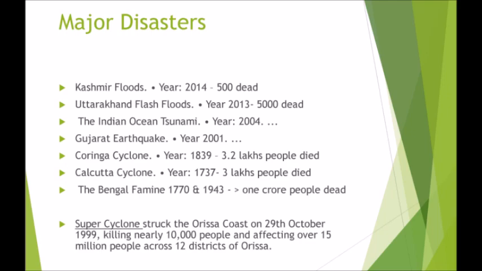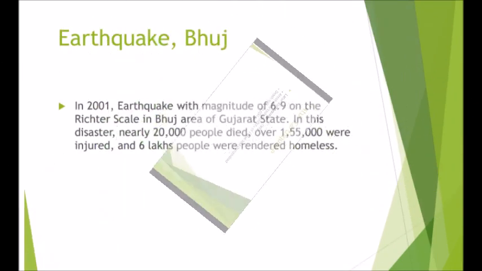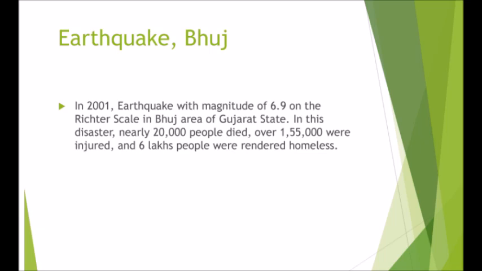Let us look at the major ones one by one. Latur earthquake. This happened in 1993. Areas affected: districts of Latur and Osmanabad. Death toll, 20,000 plus. Bhuj earthquake in 2001: this earthquake with a magnitude of 6.9 on the Richter scale struck the Bhuj area of Gujarat state. In this disaster, nearly 20,000 people died, over 1,55,000 were injured, and 6 lakh people were rendered homeless.